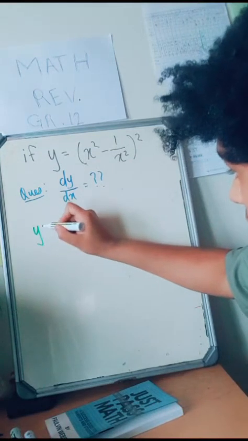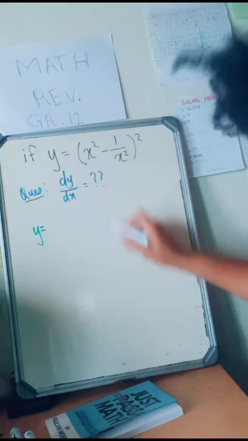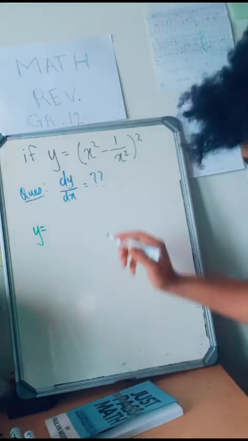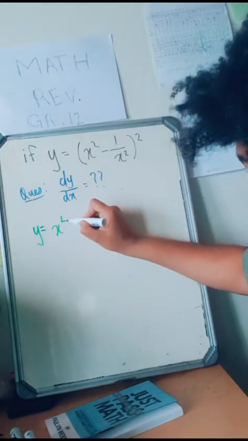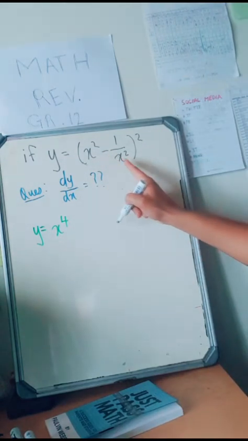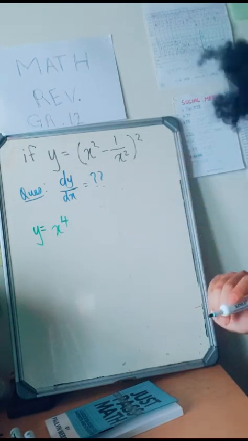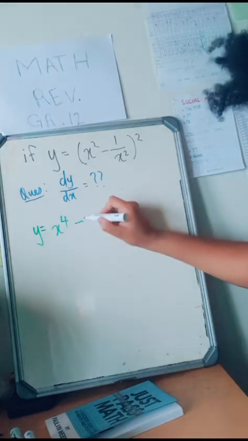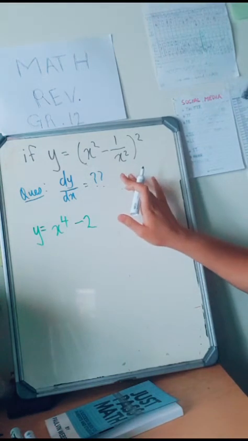So y will be... I'm not going to open 2 brackets and do all of that grade 9 stuff. I'm going to jump straight into what they call inspection. So first of all, square that. That's going to be x to the power 4. Then multiply that by that, which is 1 times 2, so that's going to give us -2.